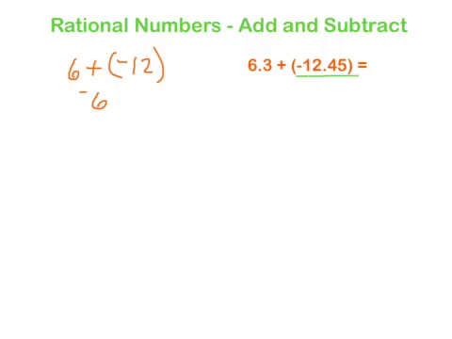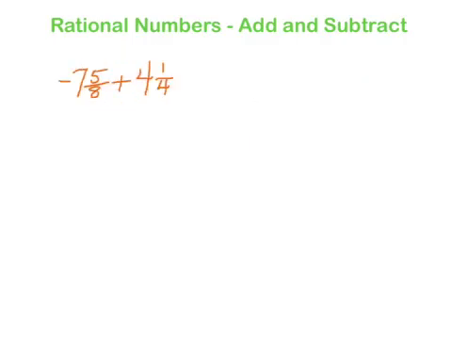So you recognize that you have different signs. You're going to subtract, and you can put in the 0 if you need, and you know that you're going to keep the negative sign, so negative 6.15.